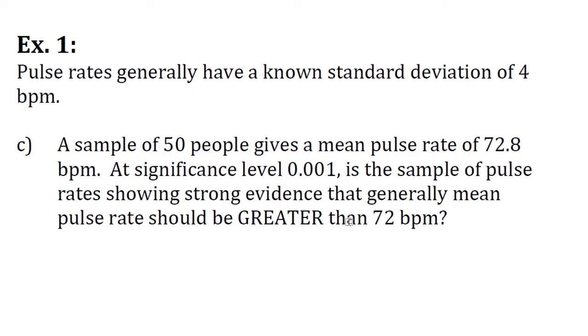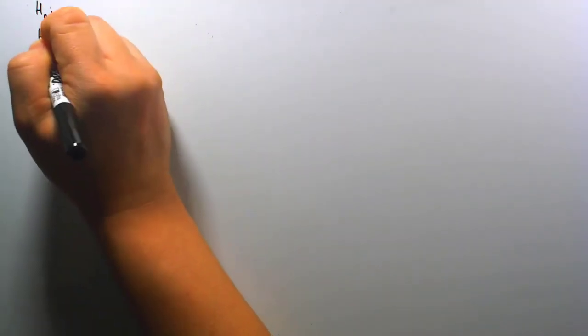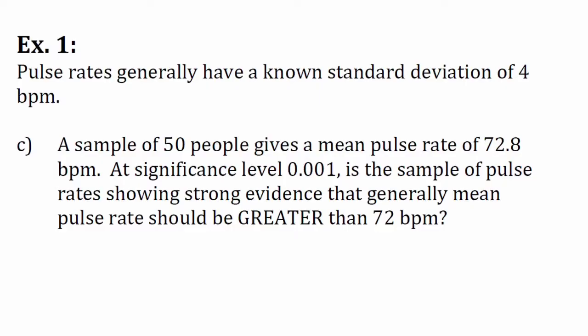greater than 72? And so again, after reading the description of our problem in example 1 part C here, we have to start into our first responsibility. In our first responsibility, we need to identify our two hypotheses. And so, one more time, quickly looking back at the wording of the problem, we want to prove that generally mean pulse rate should be greater than 72 beats per minute.